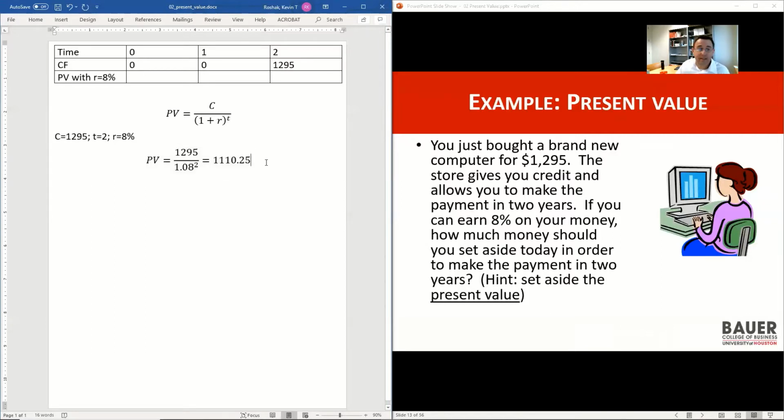Okay. So let's check that, right? I'm kind of claiming that this is the cost to you, but let's check. If you have this amount of money today, will you have enough at time 2 to pay $12.95? Okay. Remember that the present value formula is the same thing as the future value formula. It's just a kind of rewritten thing. So if we have the present value here, we better make sure that this $1,110.25 is going to turn into $12.95 in 2 years. Okay, so let's check our work.